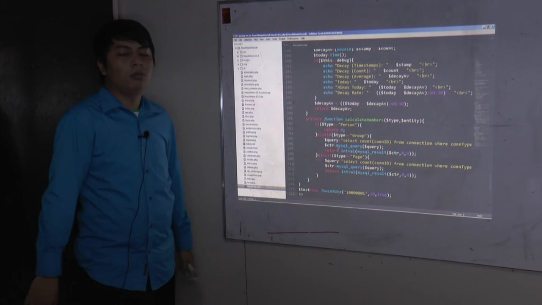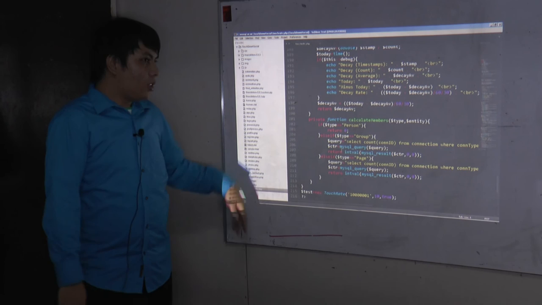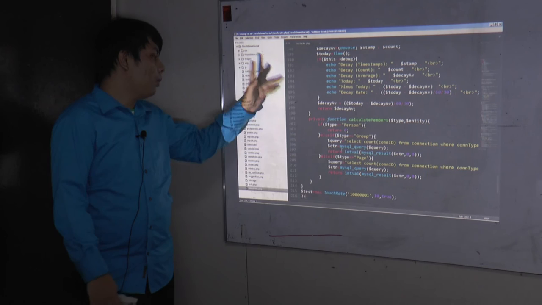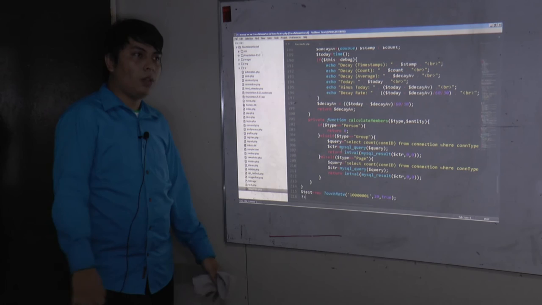Ano pa ang natutunan mo dyan? Anong ginamit mo? Gumamit ka ba ng framework? Ah, hindi sir. Foundation framework lang sa CSS para mabilis yung pag-style. Then gumamit ako ng PHP, XAMPP. Then VB.NET yung ginamit ko para sa pag-calculate ng simulations, pang-automate. Hindi ko nadala kasi hindi naman compatible.